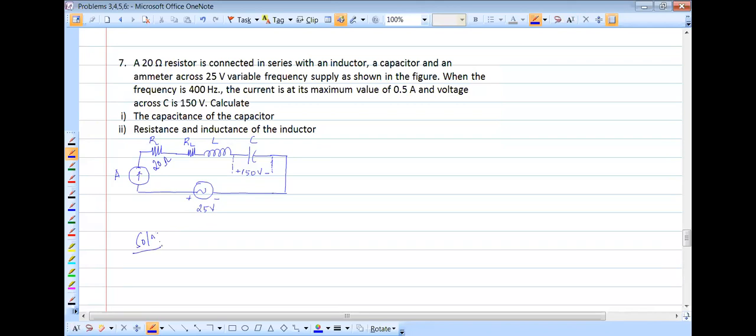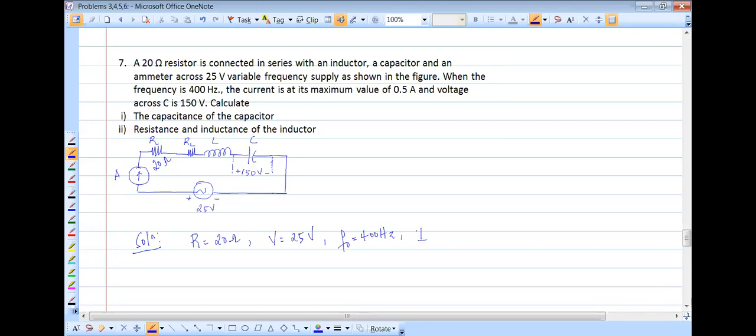What do we need to understand? We need to understand that R is given to be 20 ohms. Then the ammeter is there, and all these components along with the ammeter are across 25 volts. That means V, the applied voltage, is 25 volts. And it's a variable frequency problem, and they are clearly saying that when the frequency is 400 hertz, a maximum current is flowing.